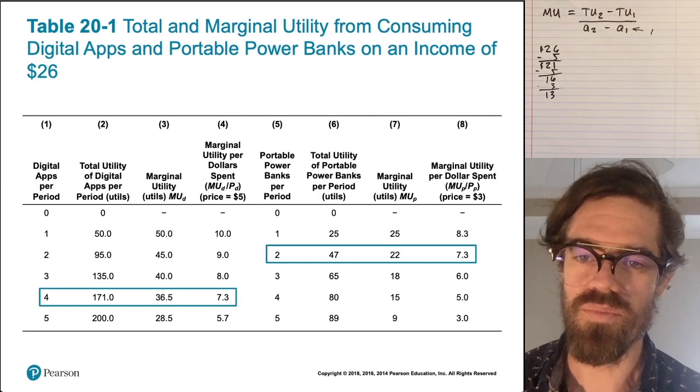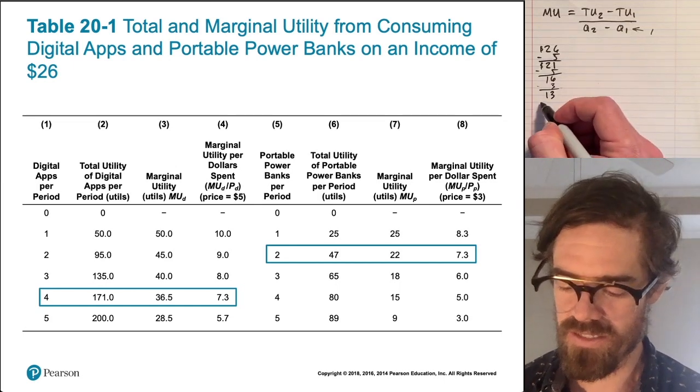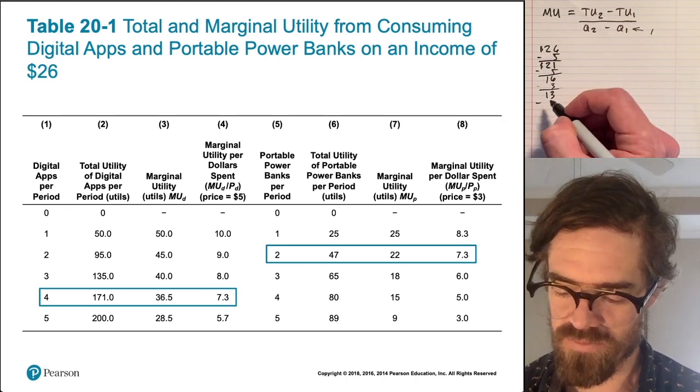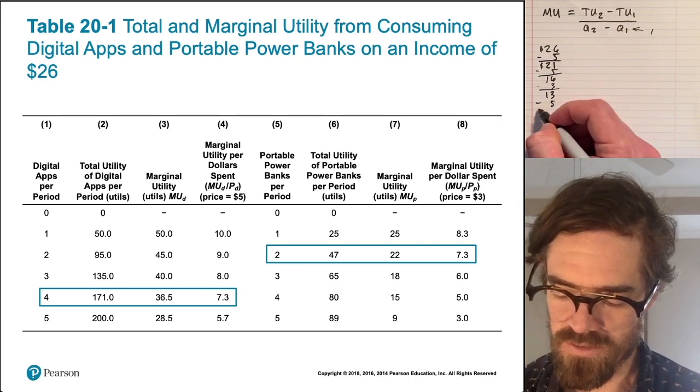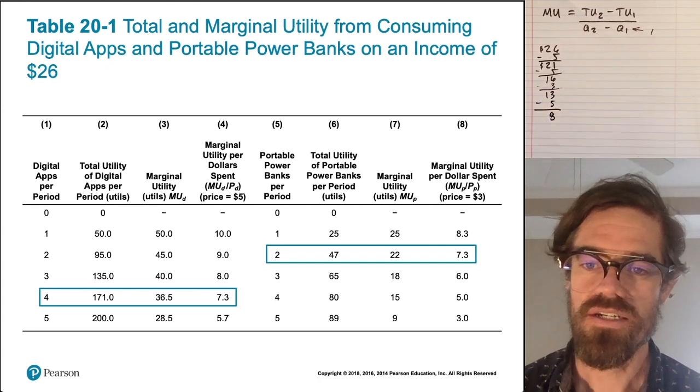The next item would be the third app. That's the next thing that gives them the highest satisfaction per dollar. So that third app is $5. They have $8 left over.